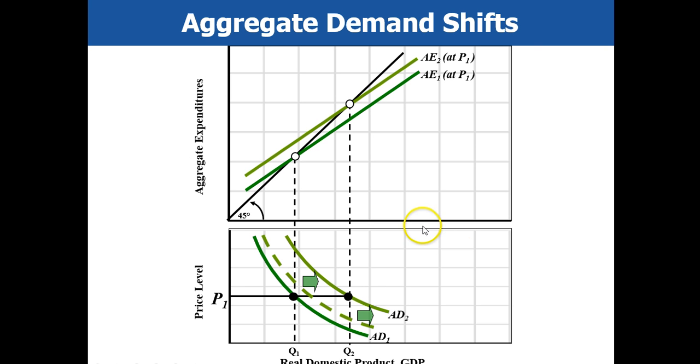So just a quick look at that again. It shifts the aggregate expenditures upward, and the aggregate demand curve then shifts to the right, to that new level of GDP at the same price level.